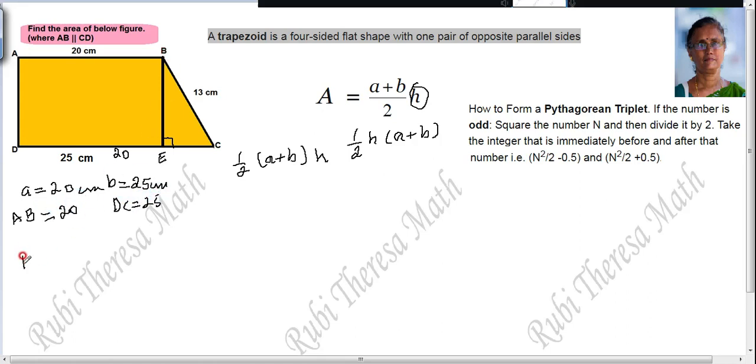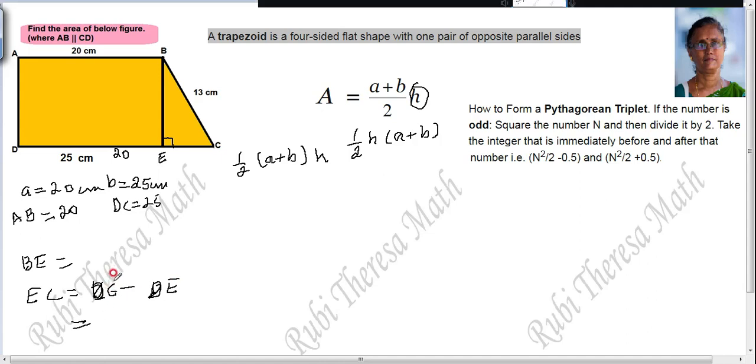Now you want to find out BE. This is what type of triangle? Right angled triangle. Now the full length DC is 25 centimeter, DE is 20. You want to find out EC. EC is equal to DC minus DE. You see, DE is there, then CE you are getting, just common. So, DC minus DE.